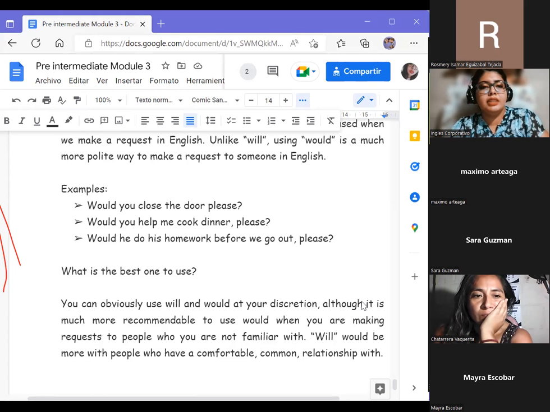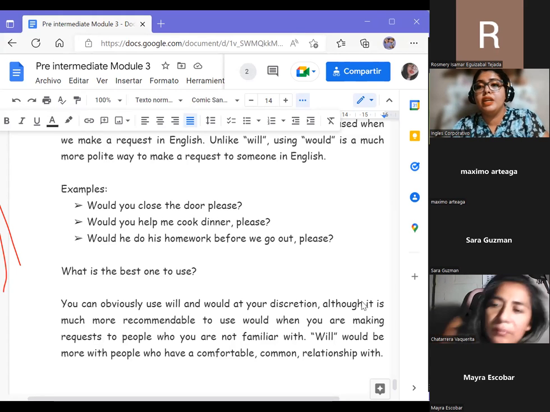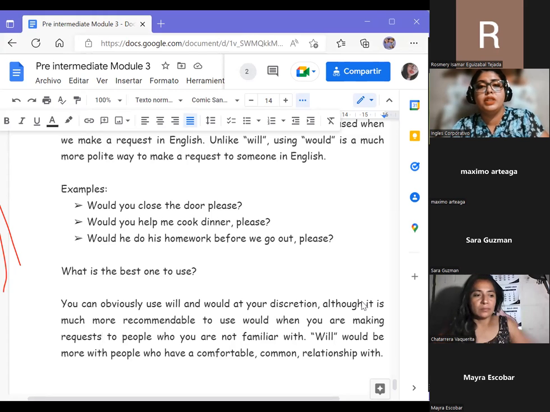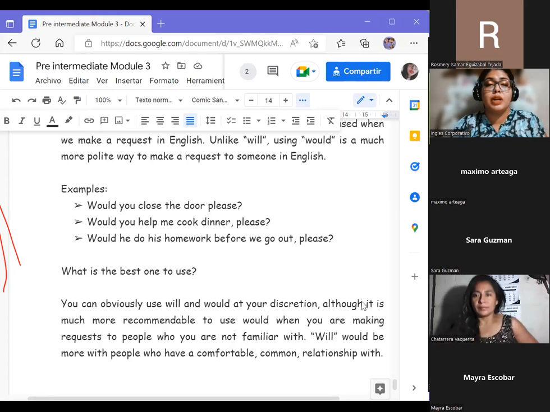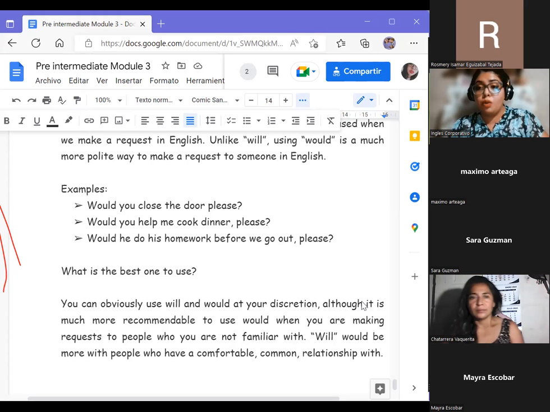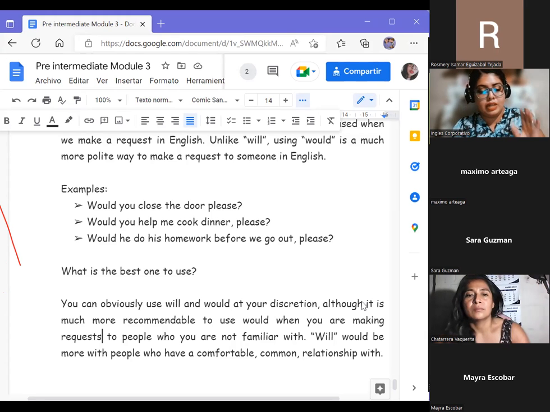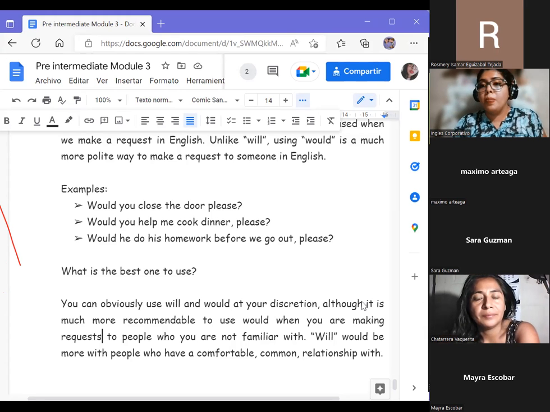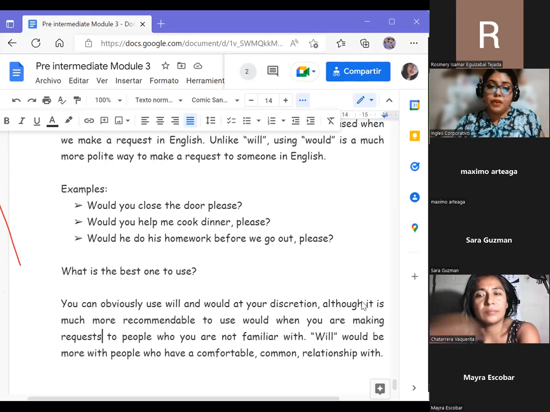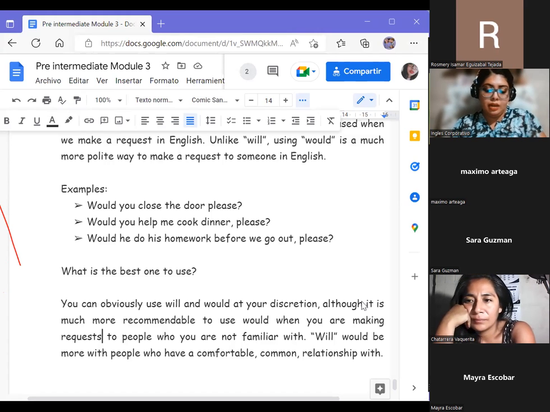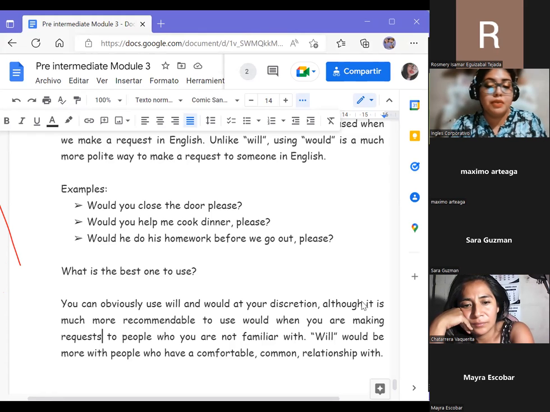So in that case, it depends on how you feel making those questions and with the people that you are using those questions with. It's not like we are going to have a lot of information about this topic. So it is very, very short. So now we are going to change from modal verbs to vocabulary. Now we are going to create a vocabulary related to geography.